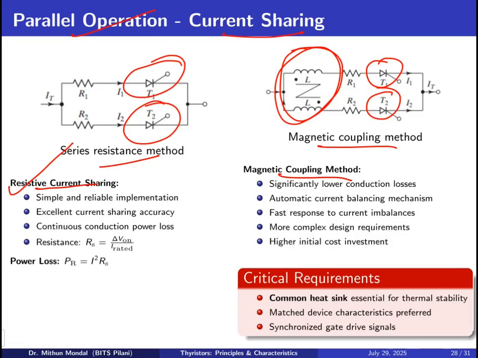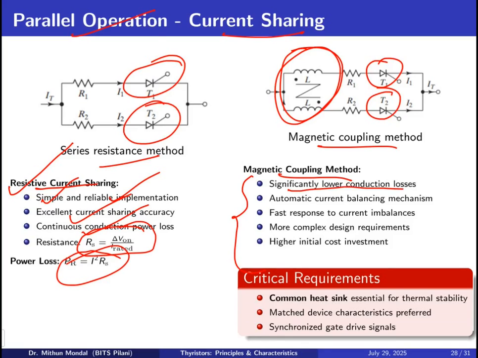If you go with the resistive current sharing, then this is a simple and reliable implementation. It has excellent current sharing accuracy, but continuous conduction power loss will be there, and the resistance RS depends upon the difference of the voltage on condition and the rated current, and there will be power loss which is I square R. If you go with the magnetic coupling method, significantly lower conduction losses will be there, an automatic current balancing mechanism, fast response to current imbalances, but it is more complex because the magnetically coupled circuits are there, with higher initial cost investment.